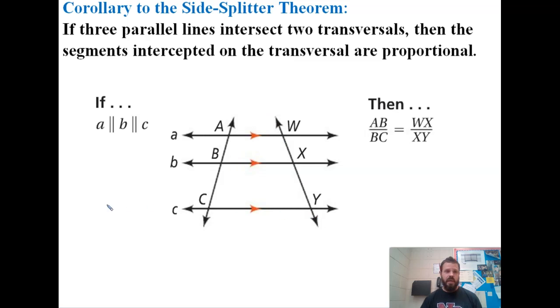and transversals. Okay, corollary says if three parallel lines intersect two transversals, then the segments intercepted on the transversals are proportional. Okay, so in other words, we get the same result. We get AB over BC is equal to WX over XY.